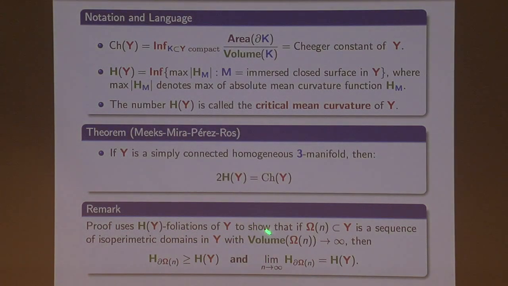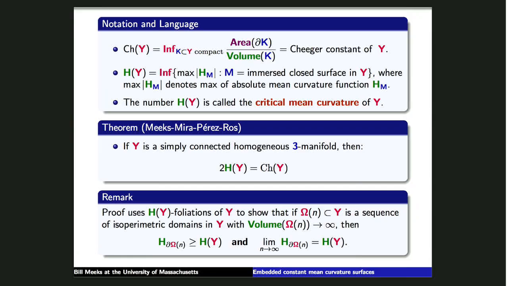And then it's somewhat delicate. One of the parts is a study of the geometry of isoperimetric domains. So you fix a volume, think of it as a big volume. Can I say something about the geometry of when I solve the isoperimetric problem in this R3 with a homogeneous metric? And you can say some things. You can say, for example, that the mean curvature of the boundary of such domains is always bigger than the critical mean curvature. That kind of follows from up here.